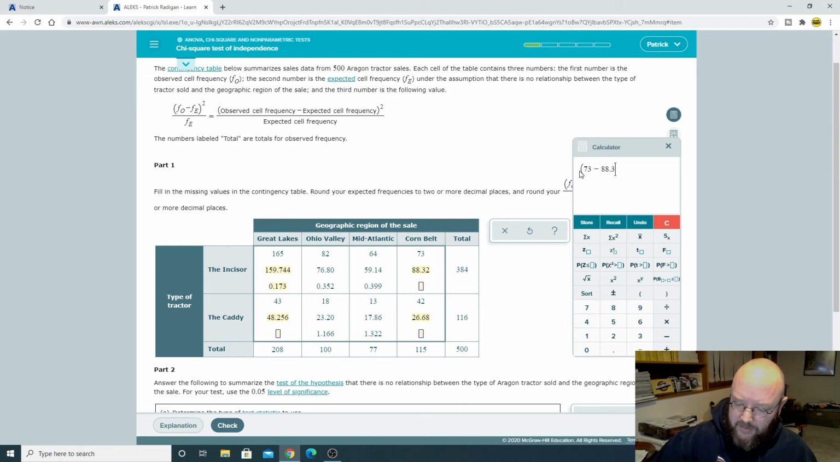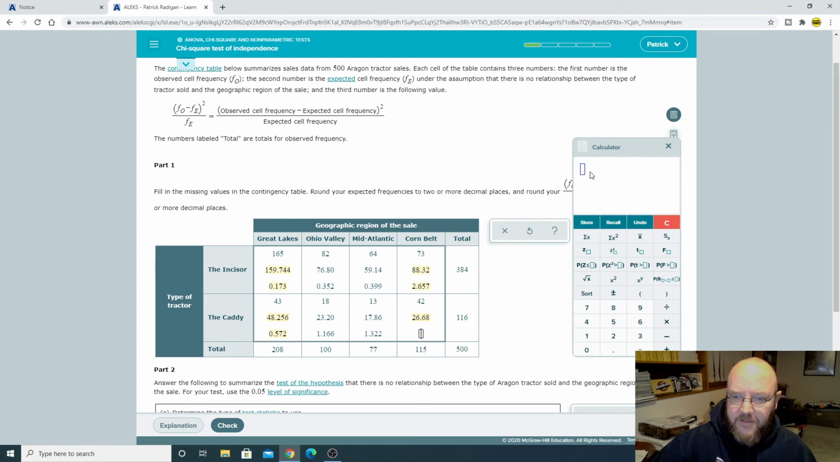73 minus 88.32. And the reason why you have to use parentheses again is because the square function will return a negative value on this one if you don't. Just remember your order of operations. If you get a negative value on this one, it's wrong. Here we go. Next, right down here, open parentheses, 43 minus 48.256, close parentheses, square, divided by 48.256. There we go, 0.572, clear.